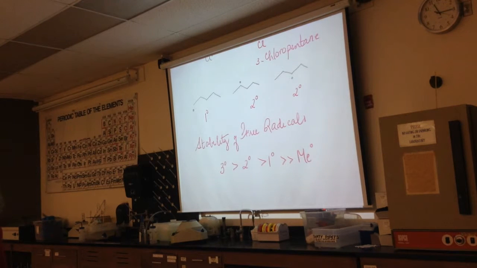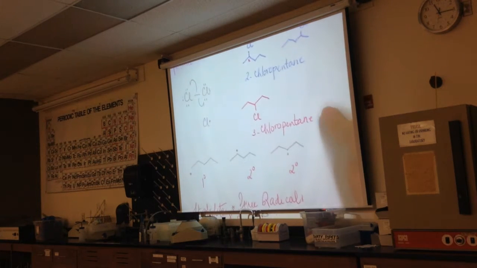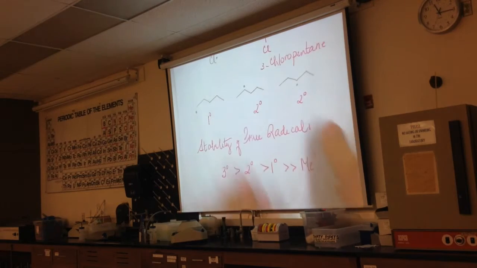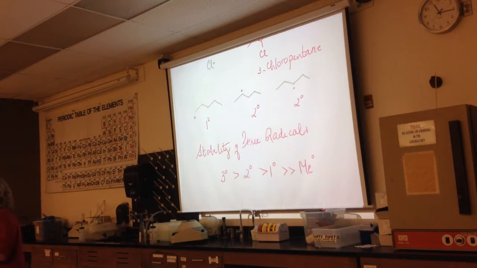But if they say draw all possible products, is everybody following? We're going to have different layers of that. If they ask draw all possible products of the reaction, possible 1-chloropentane, 2-chloropentane, 3-chloropentane, what are the majors? The secondary radicals. Is everybody okay?